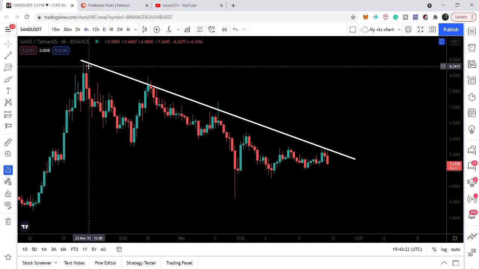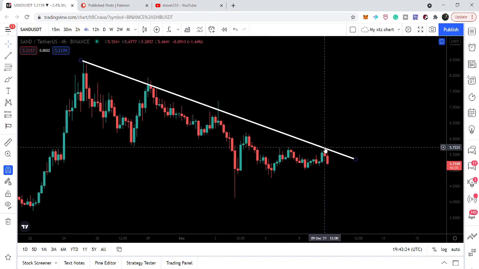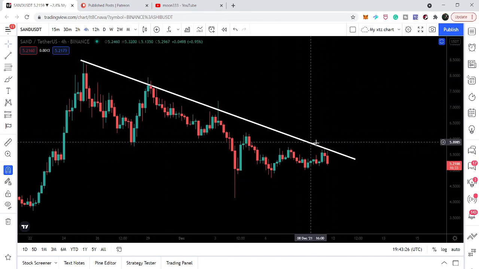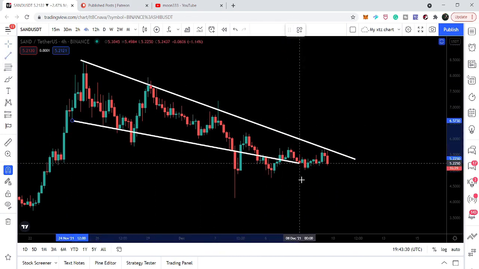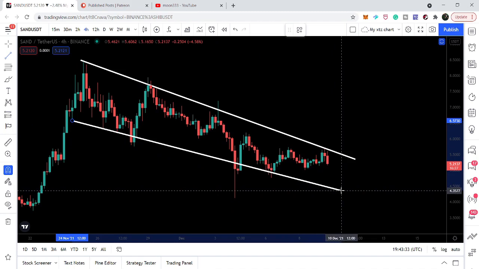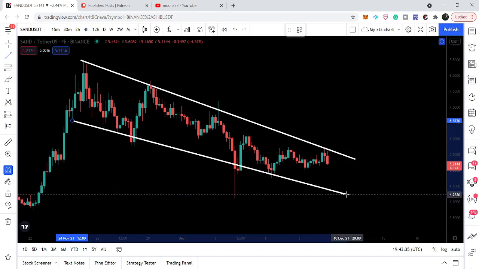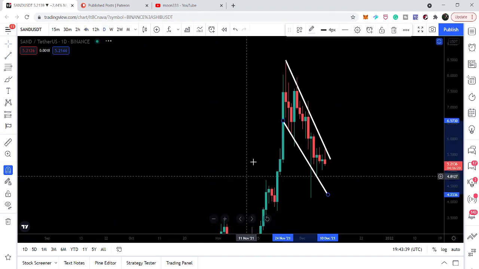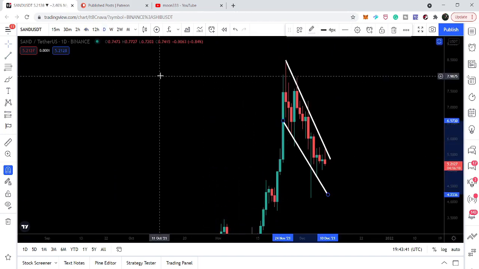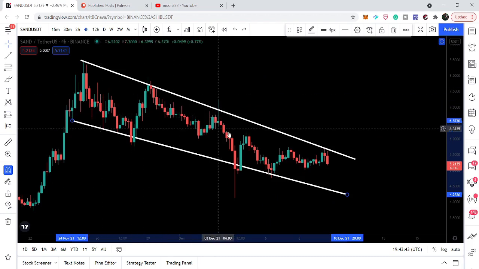We can see that we have rejection here, here, here, and this is another rejection we are going to have, and this is the support we have here, and this is the formation of another falling wedge pattern on the daily time frame. You can see that this falling wedge is visible on the daily time frame and even on the 4-hourly time frame as well.